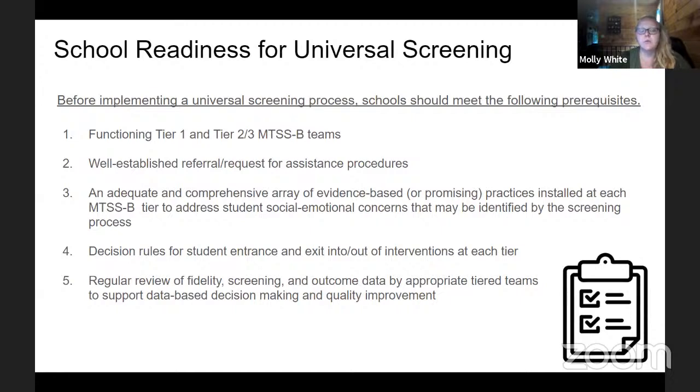And then finally, you want to make sure that you're regularly reviewing fidelity data, screening data, and outcome data at the appropriate tiered teams. And this supports data-based decision making, like having students enter and exit, but also quality improvement. That'll help you look at students that have been receiving interventions for a certain amount of time, whether or not they're meeting their goals. Is this a result of lack of fidelity, or is it just not aligned with the student's needs?